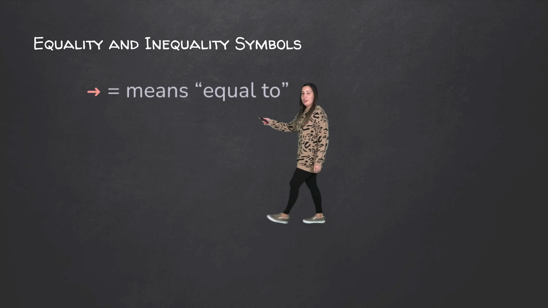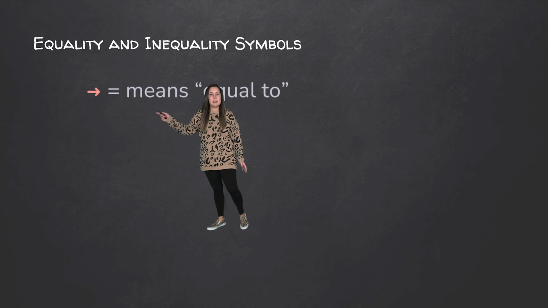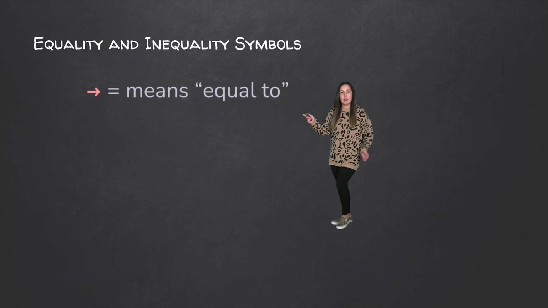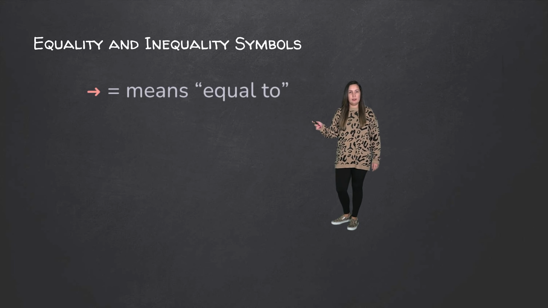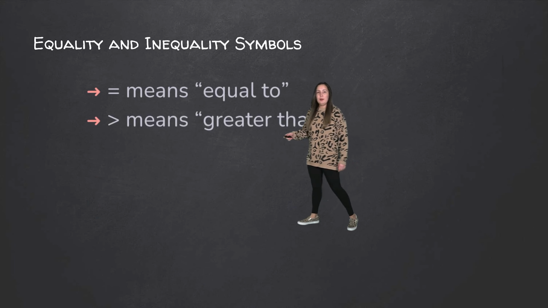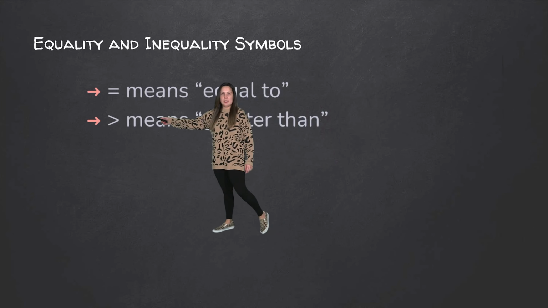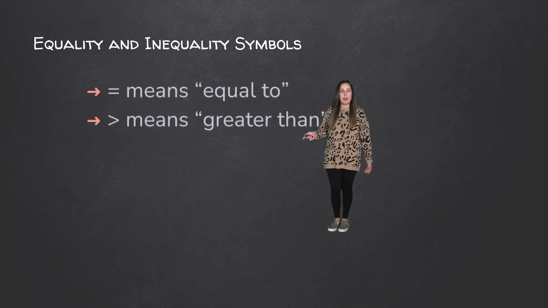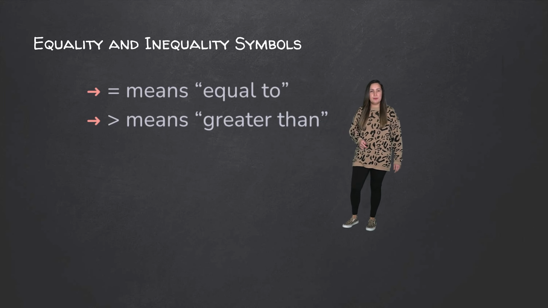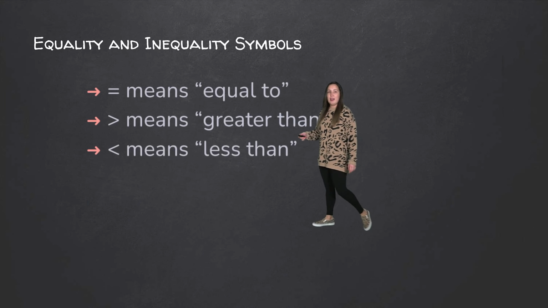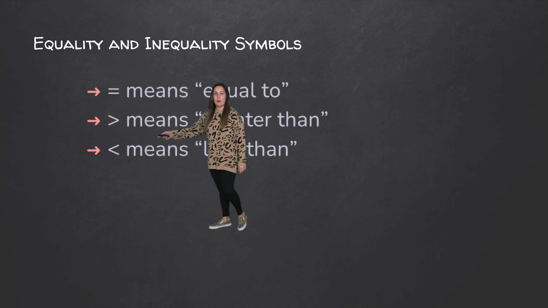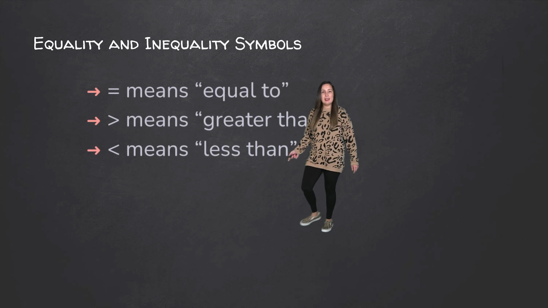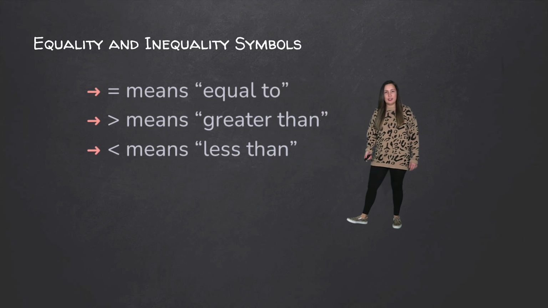Firstly, we have our equal sign, which just means equal to, meaning the two numbers on both ends are equivalent to each other. Then we have our greater than symbol, which means that the first value we're given is greater than our second value. And finally, we have our less than symbol, which means that the first value we're given is less than our second value.